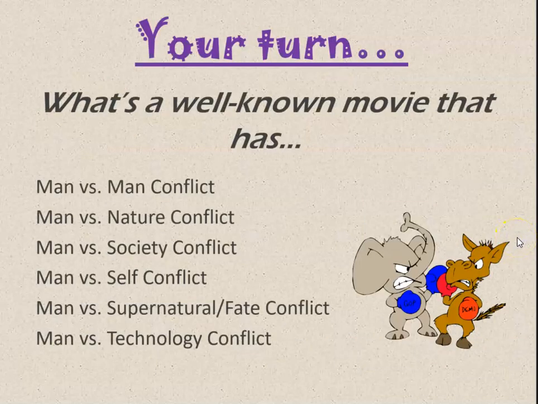Now, finally, I want you guys to end with this. I want you to take these 6 types of conflict here, and I want you to come up for each of these with a well-known movie that you have seen or maybe heard of that each type of conflict is exemplified in that movie. So try not to use a movie more than once, because some of them can be used multiple times, but come up with different movies that depict man versus man, man versus nature, man versus society, and man versus self, man versus supernatural, or sometimes it's called fate, and man versus technology.